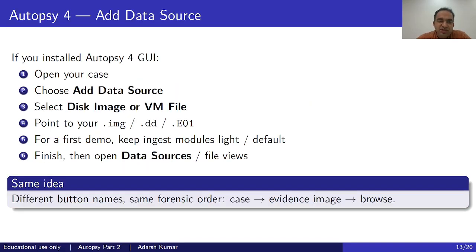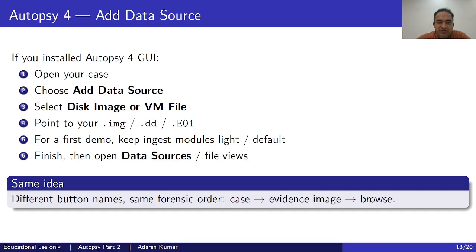Now if you are using Autopsy 4, the button names are different, but the idea is the same. In Autopsy 4, you open your case, add the data source, select the disk image or virtual machine file, and point Autopsy to your image. If it is .img, point to the img. If it is .dd, point to the dd. Or if you downloaded it from a digital corpora and the file name ends with .E01, point to the E01.